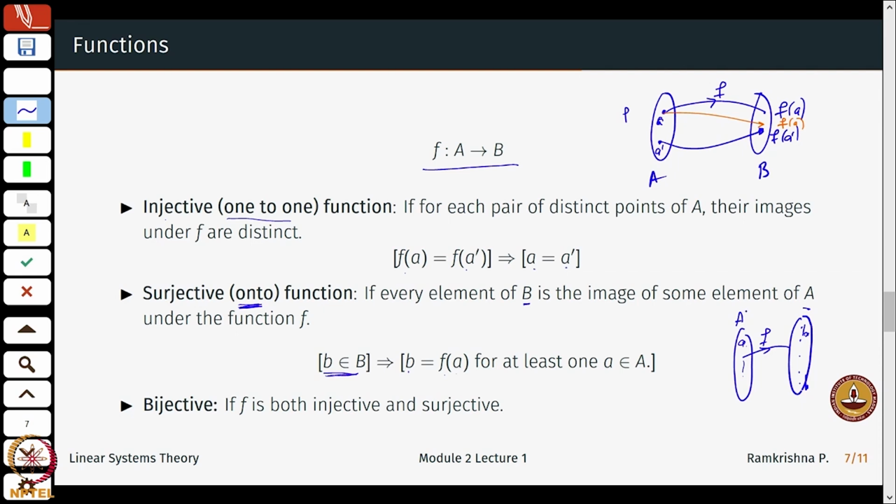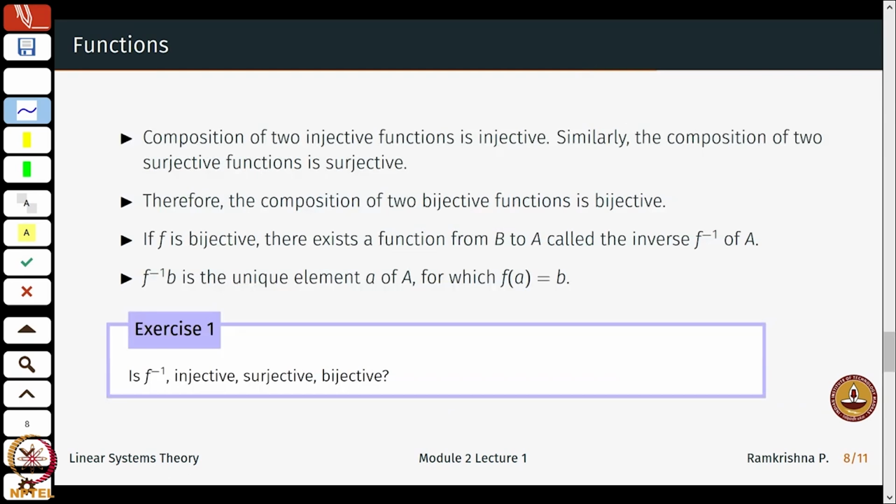Now a map is called bijective if it is both one-to-one and onto, that is, both injective and surjective. Some of these proofs I will leave to you to prove. The composition of two injective functions is injective. Similarly, the composition of two surjective functions is surjective. The proofs are just two-line proofs, so I will expect you to work them out yourself. If not, we could discuss this over a forum.